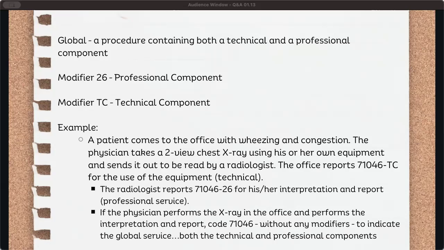and the professional service. So if the physician performs an x-ray in the office and they perform the interpretation within the office, then we would only report the 71046 without any modifiers to indicate that they did a global service. So they are performing both the technical and the professional components within the office, and they are not sending out the x-ray for that professional opinion outside of the office. Okay.